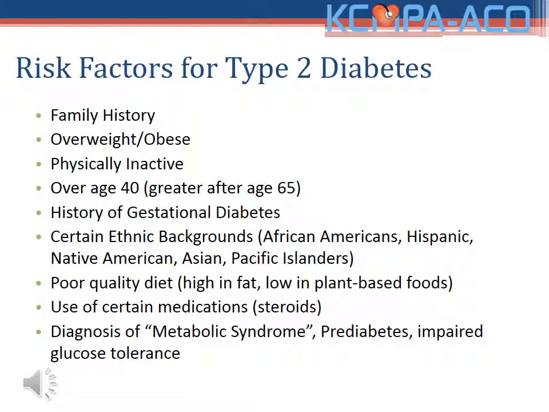Risk factors for developing type 2 diabetes are a family history of type 2, being overweight or obese, a lack of physical activity, being over the age of 40. There's a higher risk if you're over the age of 65. A history of gestational diabetes, being a member of certain ethnic groups, a diet high in fat and low in plant foods, steroid use, and the diagnosis of metabolic syndrome, impaired glucose tolerance, or prediabetes.